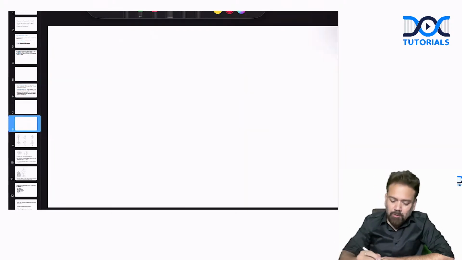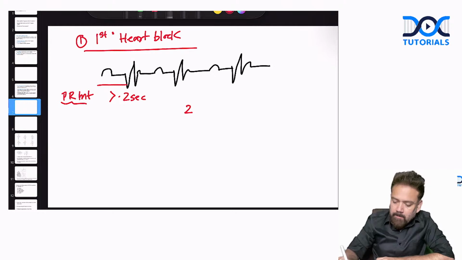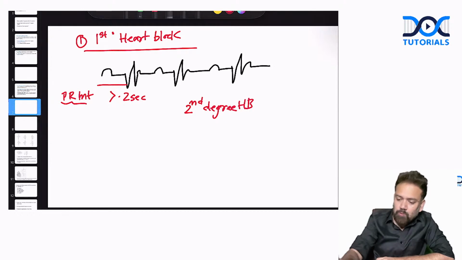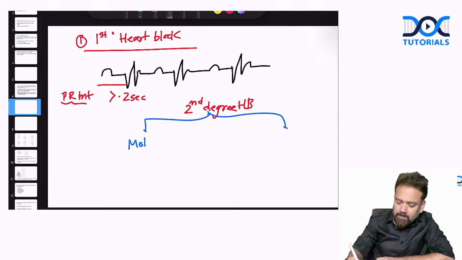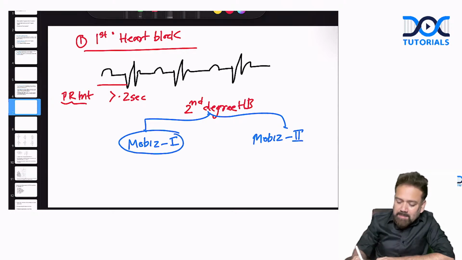Now about second degree heart block. In second degree heart block, there are two conditions. It can be either Mobitz 1 or it can be Mobitz 2. Mobitz 1 has a phenomenon called Wenckebach phenomenon. Again, a short note. What is Wenckebach phenomenon?